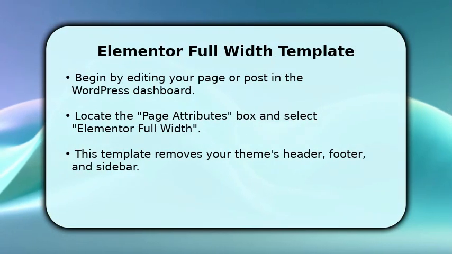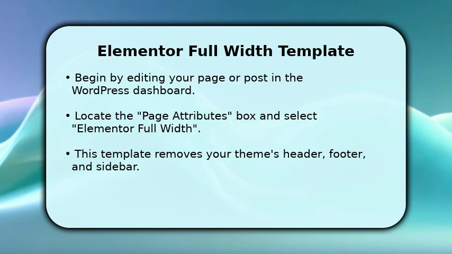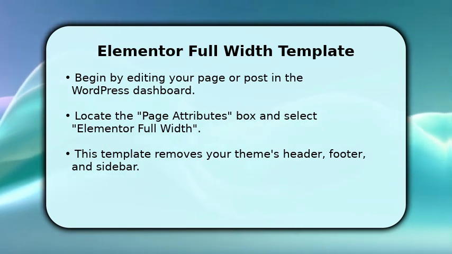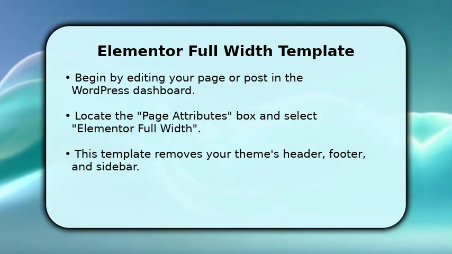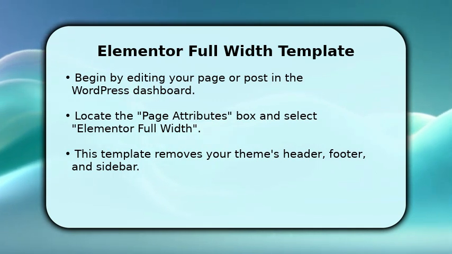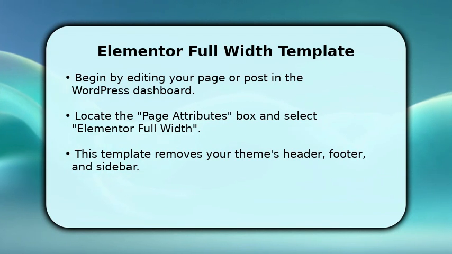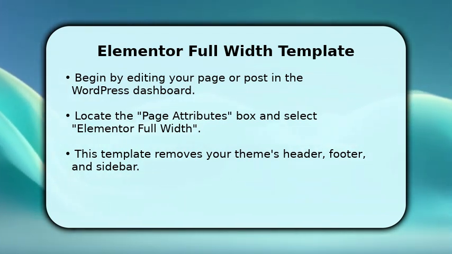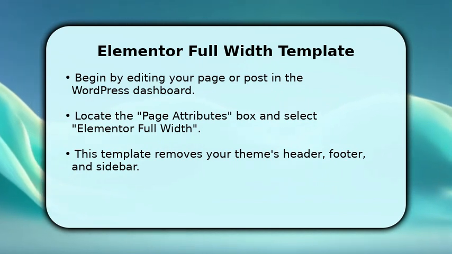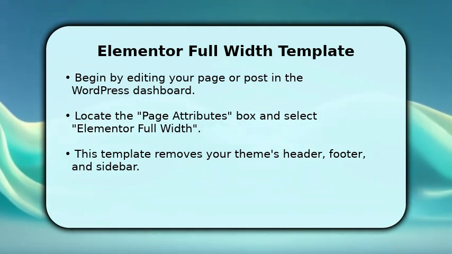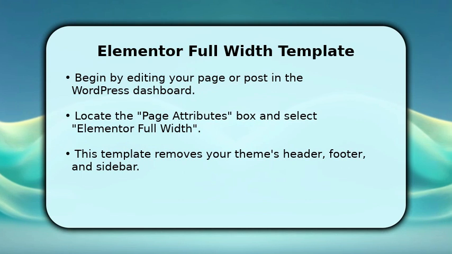First, you need to set the correct page template. When editing your page in WordPress, find the Page Attributes section on the right-hand side. From the Template drop-down menu, select Elementor Full Width. This specific template is designed to remove your theme's default header, footer, and sidebar, giving Elementor complete control over the layout from edge to edge.